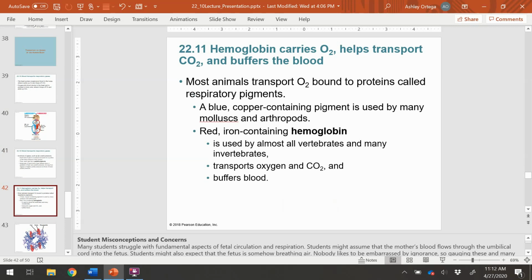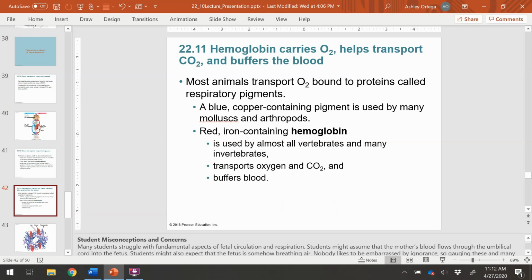All right, and so looking at the blood itself and how it transports these gases is done through a structure called hemoglobin. Hemoglobin will carry oxygen as well as carbon dioxide, and it's also going to buffer the blood. And so most animals transport oxygen bound to protein called respiratory pigments. And for us, it's a red pigment that contains iron, and it's called hemoglobin. It is used by most vertebrates and many invertebrates.